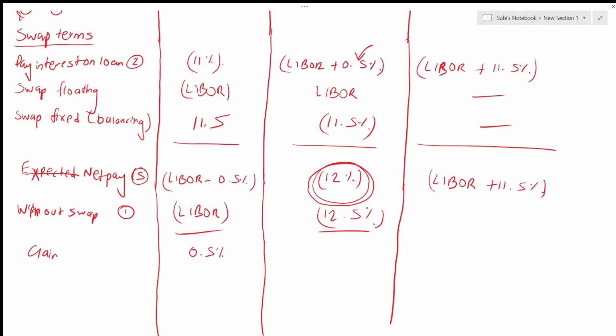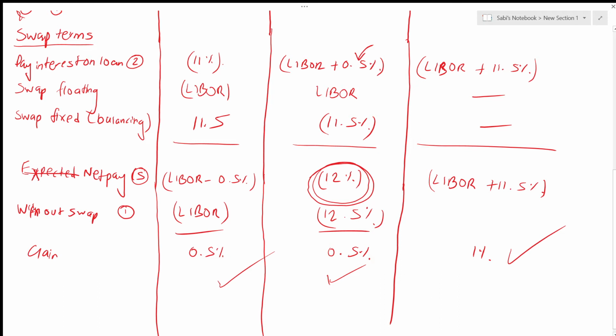When you minus, you have to minus from down. Without swap, minus your net pay, right? So 12.5 minus 12%, so 0.5. So 0.5, 0.5, 1% gain. It's correct. This is correct. Now you know it's correct because you are getting the gain.